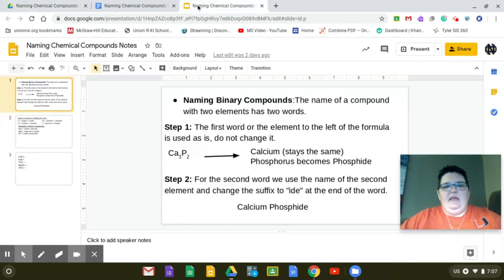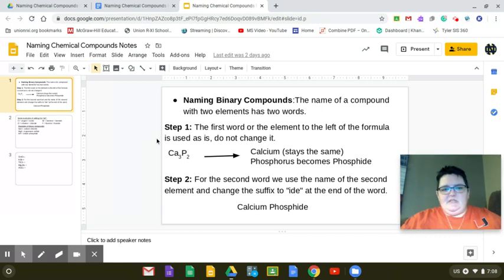So basically, starting off here, it says naming binary compounds. The name of a compound with two elements has two words. Whenever you combine two elements together, those two words are going to come together. Kind of like with compound words, it is just where you take the two existing words and combine them, or the two existing sentences in compound sentences and combine them. Now we're getting a little bit of English into science as well, but using the same principles.